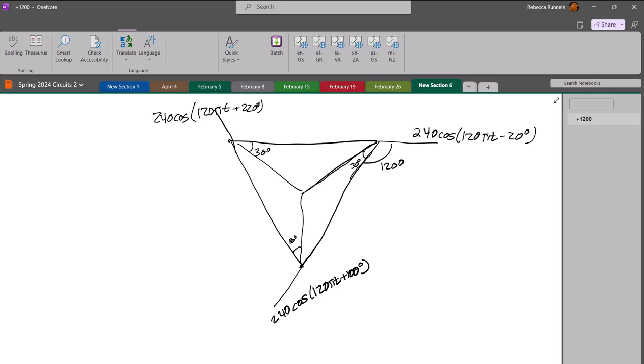And so the equivalent Y is going to be that value that we just got, which was 240 over the square root of 3, cosine(120 pi t plus 10 degrees), because I just add 30 degrees to the angle that I had for the delta. And that is going to be called V1.